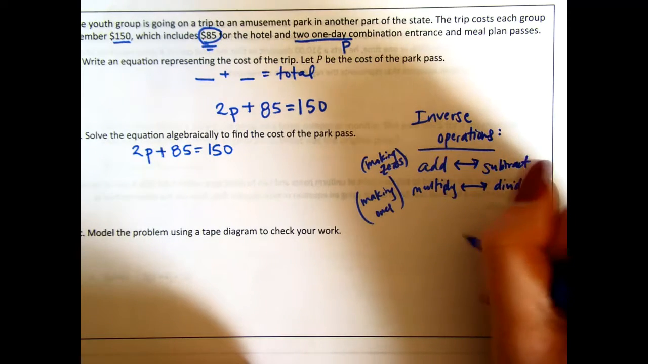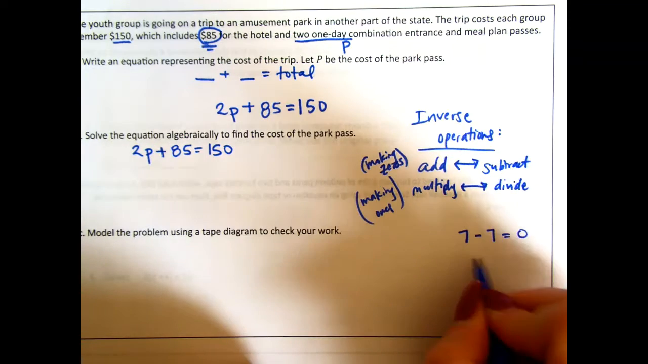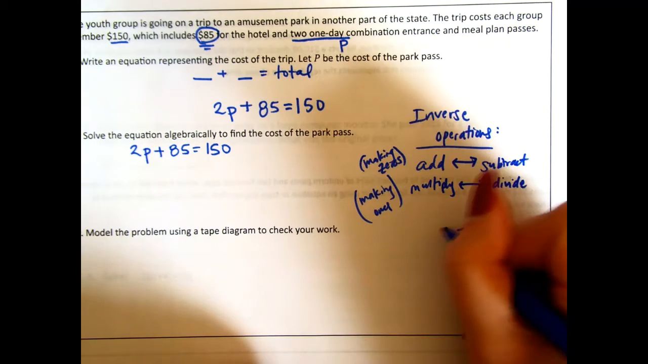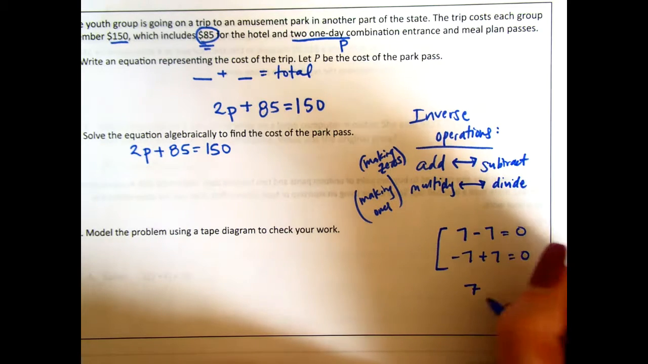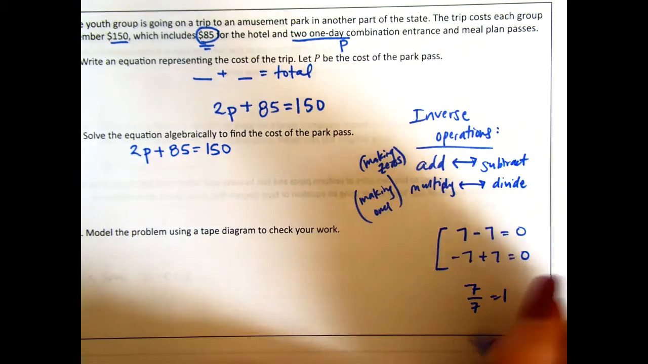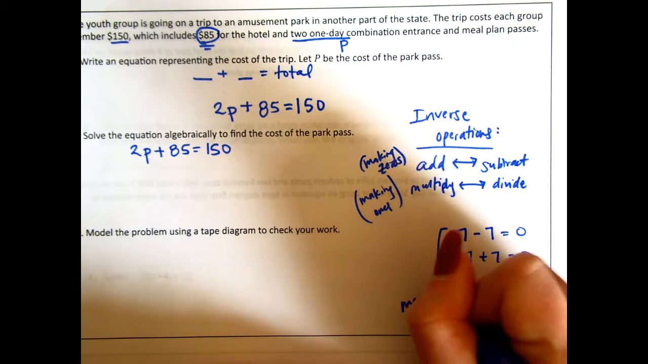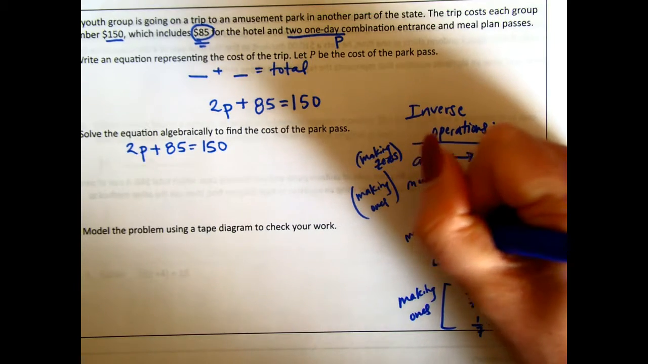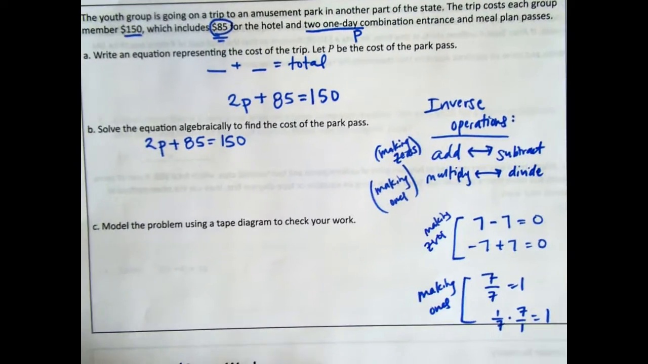So let's say you have 7, you're going to subtract 7 to get 0. So that's making zeros. Or if you have -7, you're going to add 7. And to make ones, if you have 7, you're going to divide by 7 to make 1. If you have 1/7, you're going to multiply by 7 to make 1. Making zeros, making ones. So these are the principles that we are going to use in algebra.